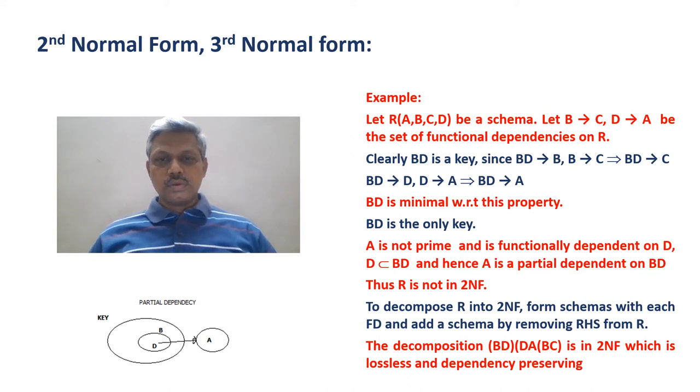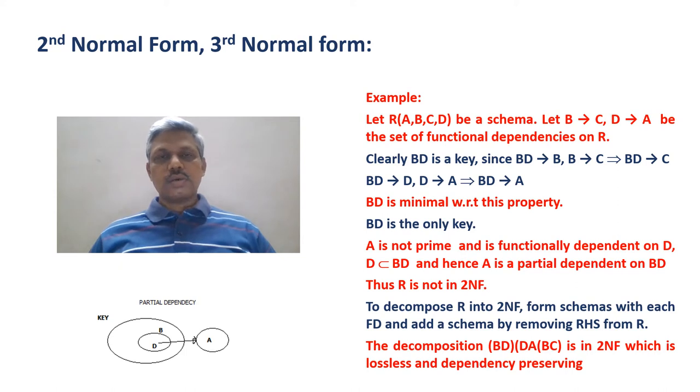From the functional dependencies, we can observe that BD is going to determine C, BD is going to determine A, BD is going to determine B, and BD is going to determine D. So BD together is determining all the attributes. And it is minimal because B is determining C and D is determining A. Without B or without D, we cannot generate the other attribute C or A. So BD is minimal, and hence BD is a key. And is it the only key?